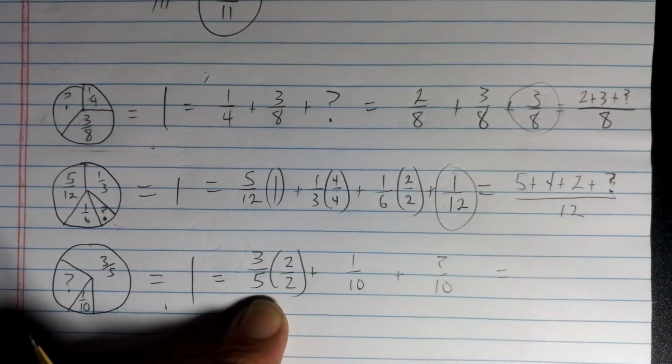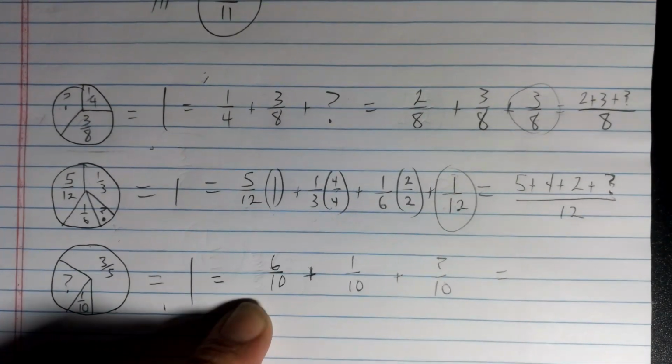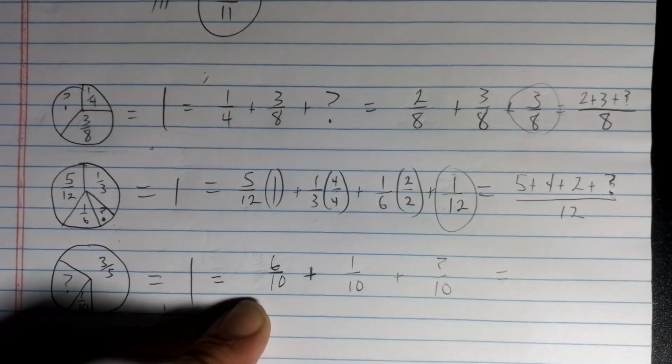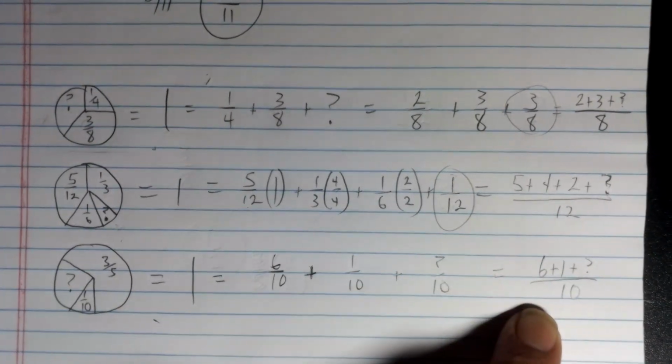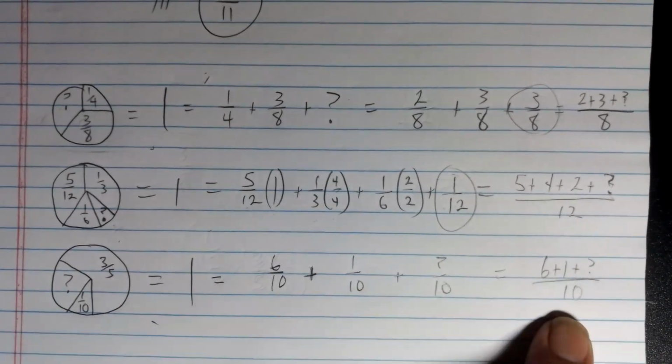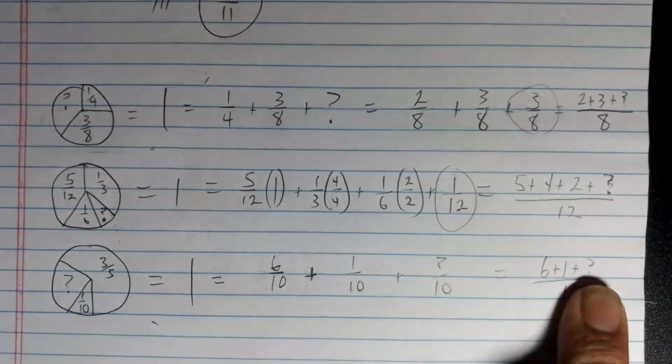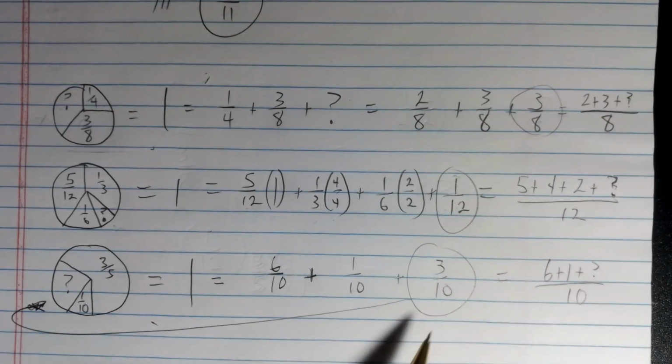I'm going to pull out a phantom 1 and make it a 2/2, making the whole thing a 6/10. And again, I'm going to check, hey, 6 plus 1 plus something has to be 10. That something has to be a 3. So 3/10 is what this section is.